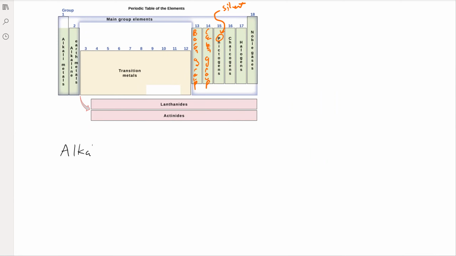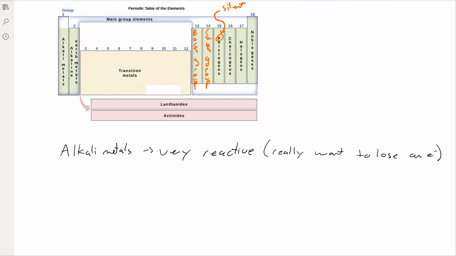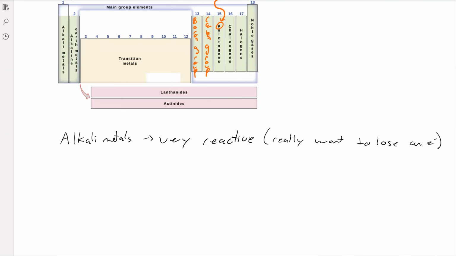Alkali metals are generally very reactive. And that makes sense because they want to lose that electron. Once they lose that electron, they have a filled valence shell, so that's something they really want to do. We take advantage of this almost every day with our lithium-ion batteries.